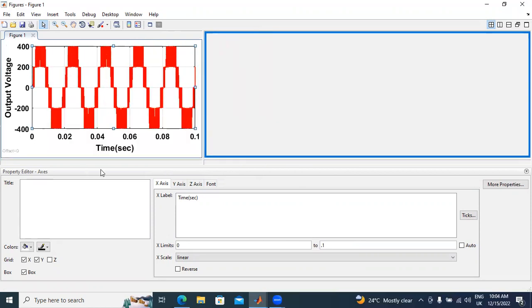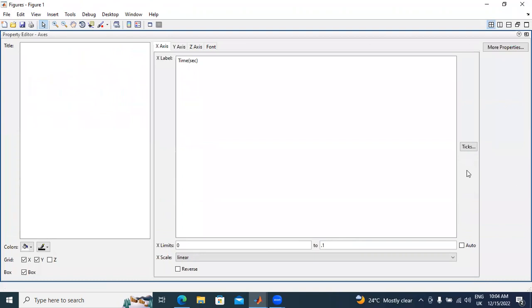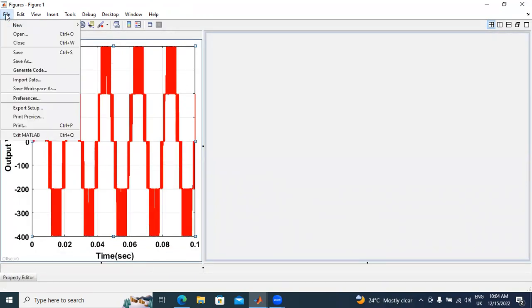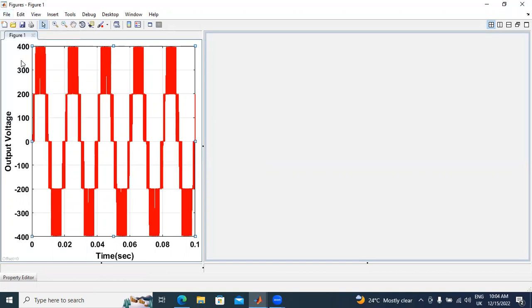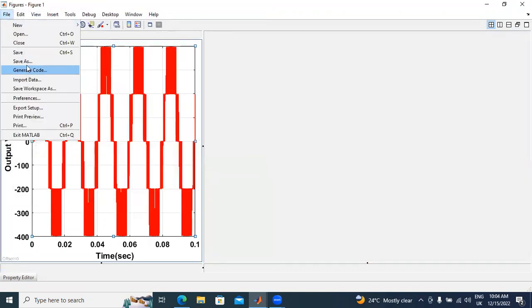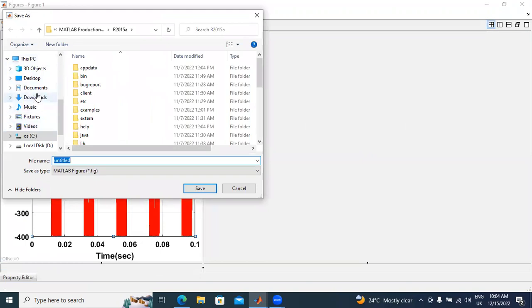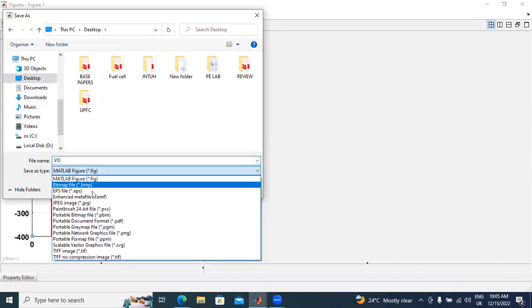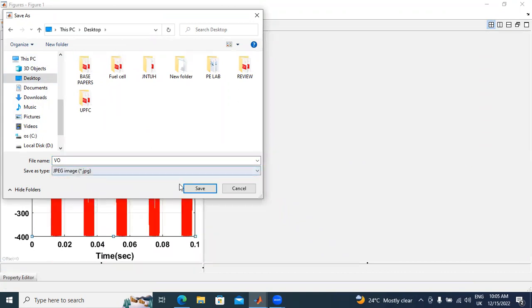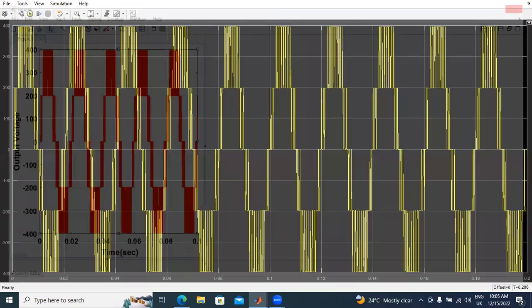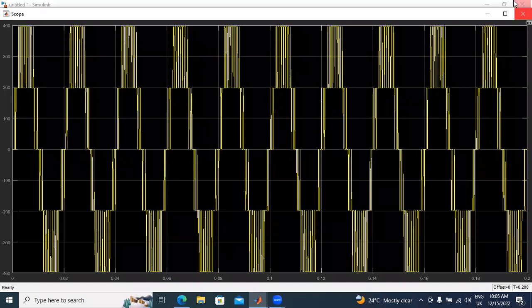Now I will save this output waveform. I will save this output waveform with the JPG format. I will click here save as. Save as. I will select desktop. In desktop, I will save name with V0. Here I will select JPEG format. Now I will save this waveform. Okay, now I will save waveform. How it was saved.